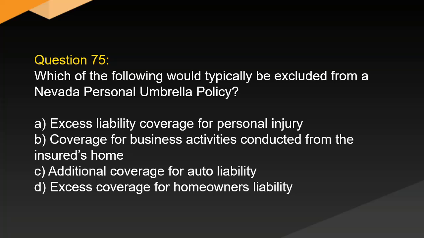Question 75. Which of the following would typically be excluded from a Nevada personal umbrella policy? A. Excess liability coverage for personal injury. B. Coverage for business activities conducted from the insured's home. C. Additional coverage for auto liability. D. Excess coverage for homeowner's liability.